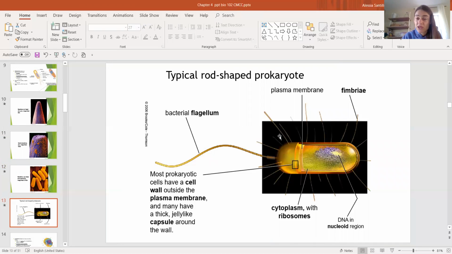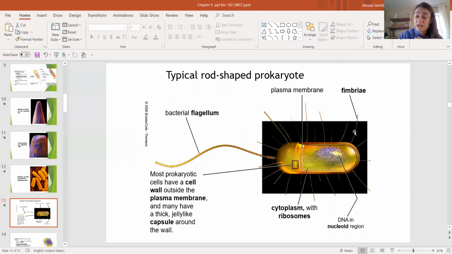Other things that prokaryotes can have, they can have a couple of things projecting out of them, sticking out of them. They can have things known as fimbriae. Fimbriae are little sticky thistles. You can kind of imagine them as little thistles on the bacteria. Some bacteria or archaea don't have them, and some bacteria do. So it depends on the actual species of bacteria we're talking about. So fimbriae are these little thistles that help attach bacteria to other things.